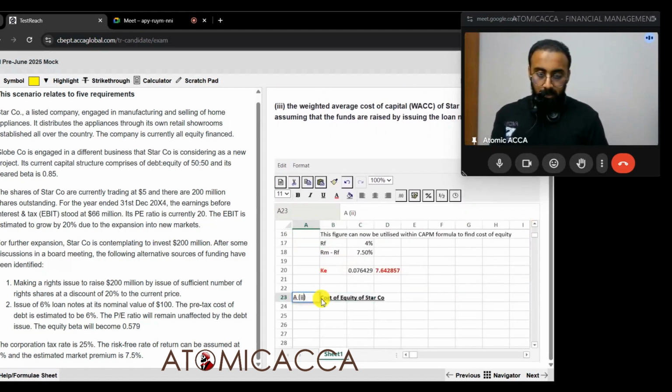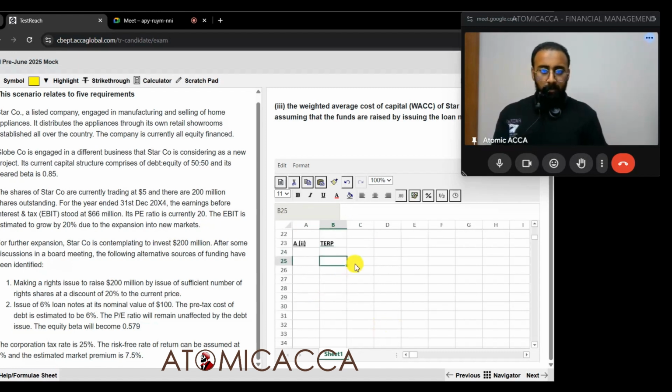This is question number 2, and now we are going to find the theoretical ex-rights price. How are we going to find it? First, we need to find how many rights shares we are giving and what the rights price is. How many existing shares are there? What is the existing share price? We multiply these to find a total, and find the total for the existing shares too. How many shares are there? Then we divide the total value by the total number of shares to get an average price. That's called TERP.